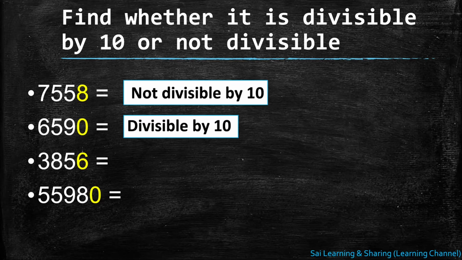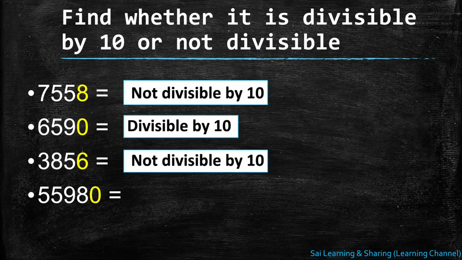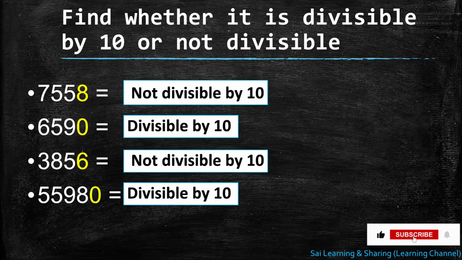3,856. In the ones place, it is written 6. So, it is not divisible by 10. Hence, it is not 0. The last question, 55,980. In the ones place, it is written 0. So, it is divisible by 10.